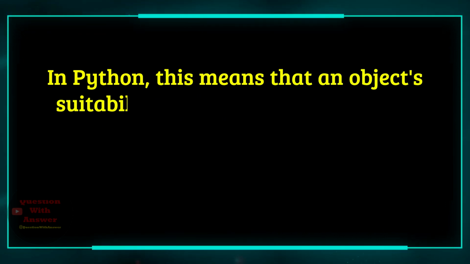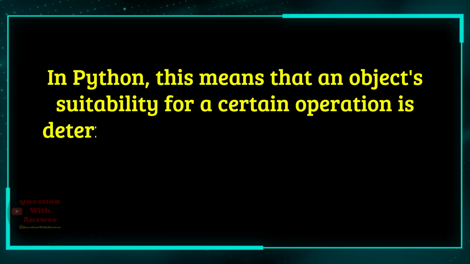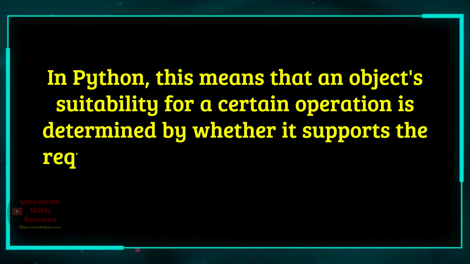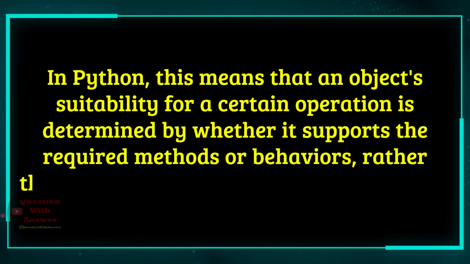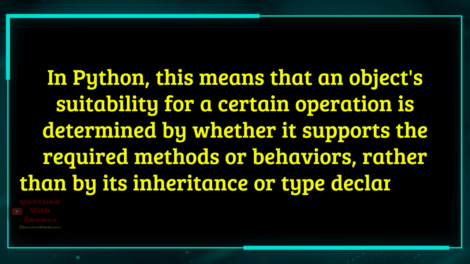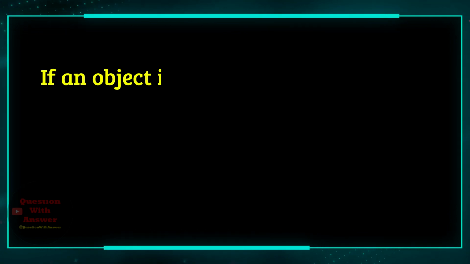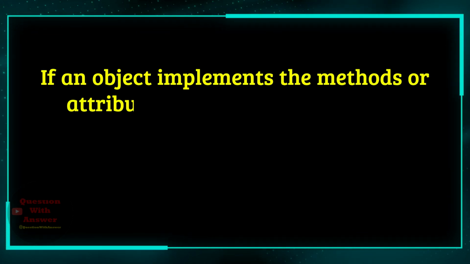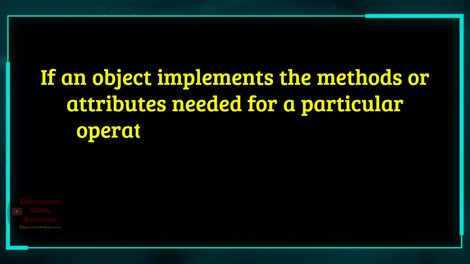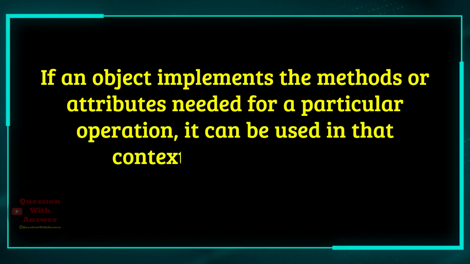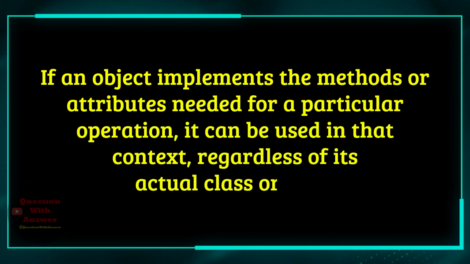In Python, this means that an object's suitability for a certain operation is determined by whether it supports the required methods or behaviors, rather than by its inheritance or type declaration. If an object implements the methods or attributes needed for a particular operation, it can be used in that context, regardless of its actual class or type.